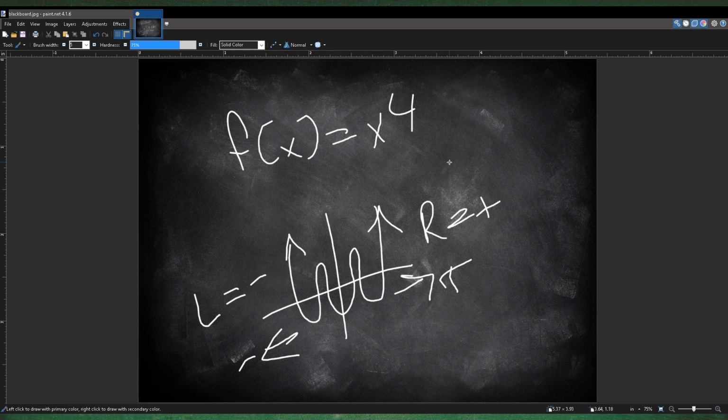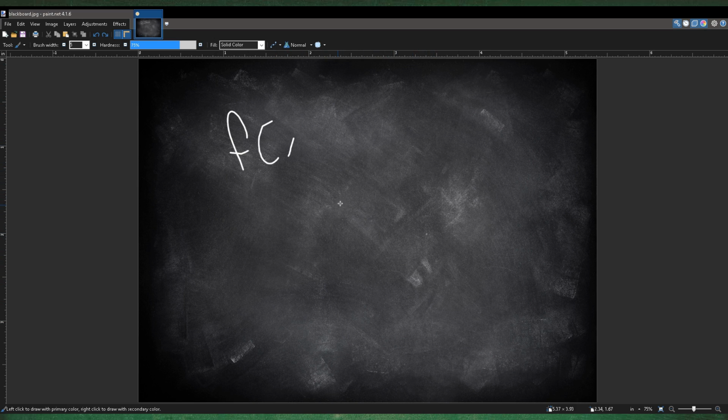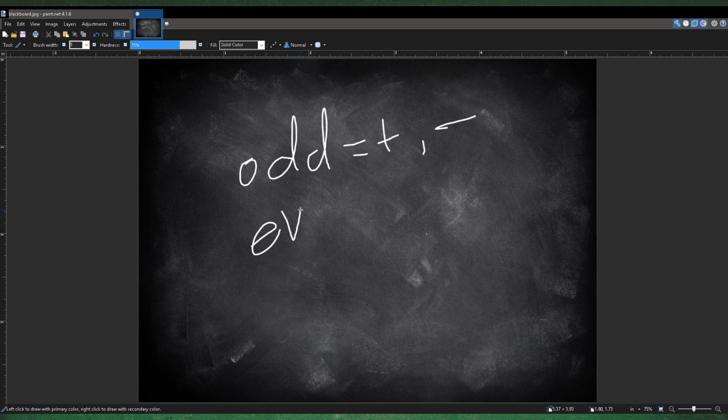So this would be how it works. So for odd polynomials, if the highest term of a polynomial is odd, then there's always going to be one positive and one negative end behavior. And if it's even, they're both going to be the same. They're either going to be both positive or both negative.